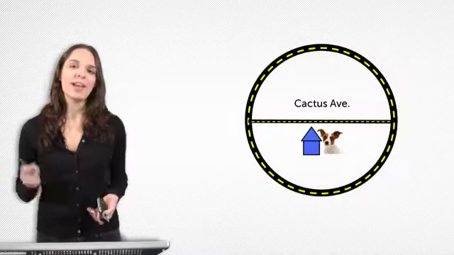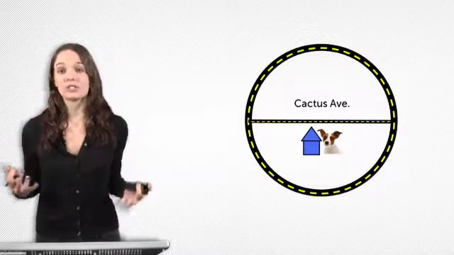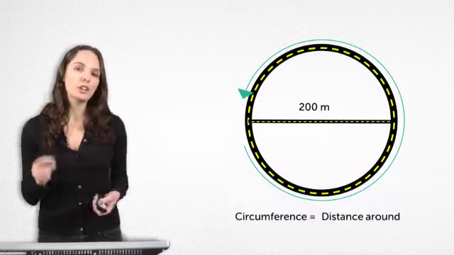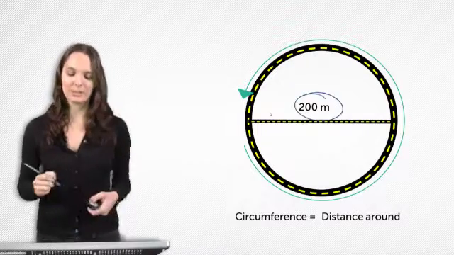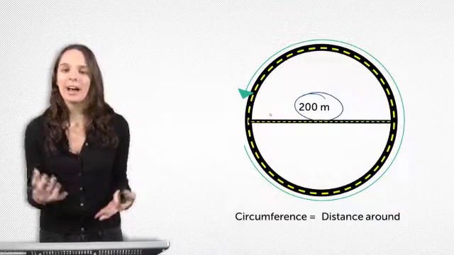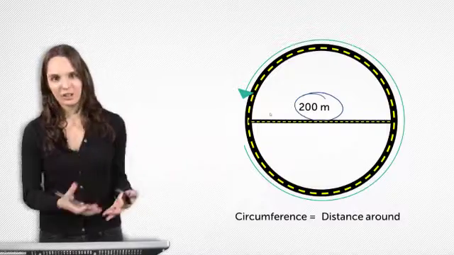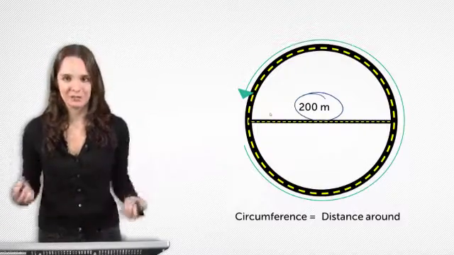So you really need to find your dog, so you ask your neighbors to help, and they say, great, well, what's the search area? How big of an area are we looking in here? Now, you know that the diameter here, Cactus Avenue, is 200 meters. So you now want to know, okay, well, how far would it be if my neighbor starts walking all the way around this neighborhood to find the dog?